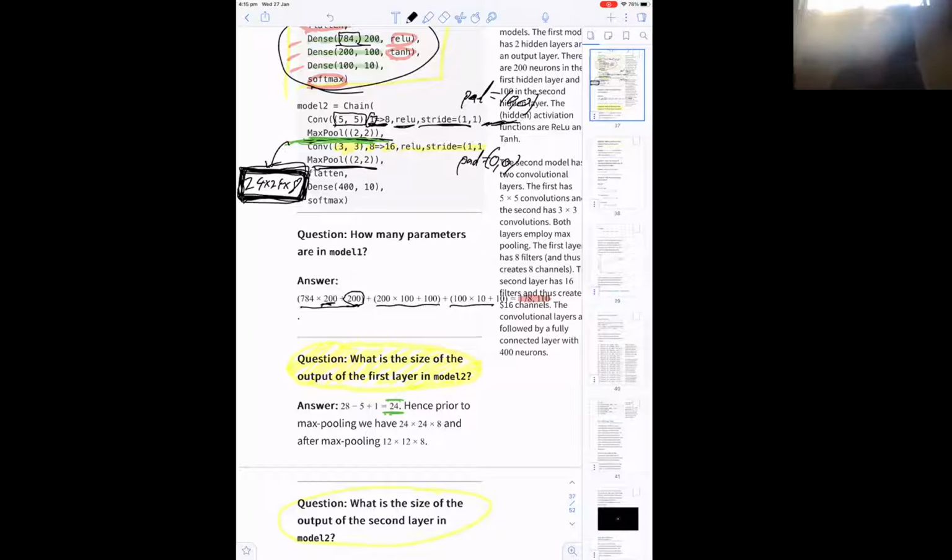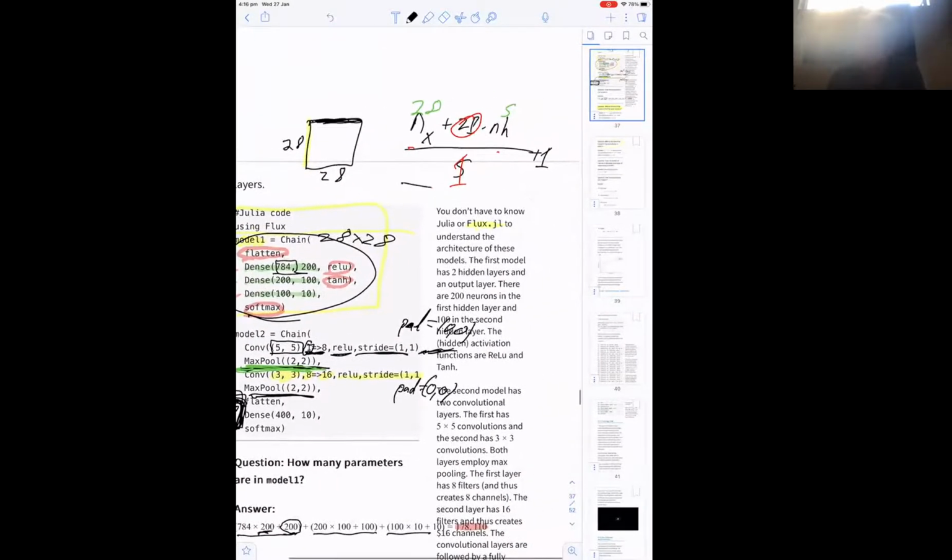Oh, by the way, there was a mistake. So the 22 by 22 by 16. But I actually missed something. There was a bit of a mistake. I put 24 by 24 by 8. 24 by 24 by 8 follows from this formula.